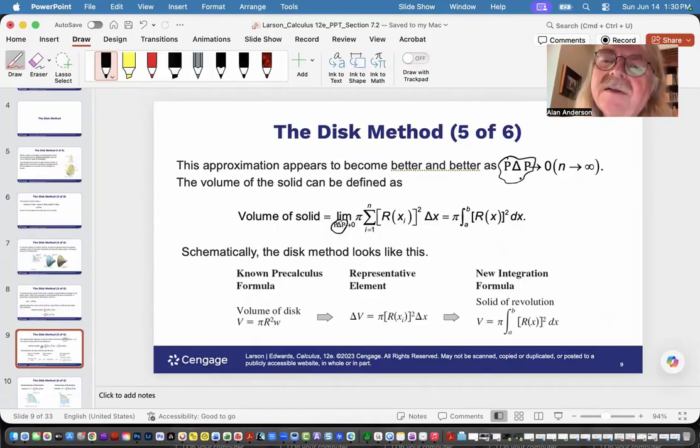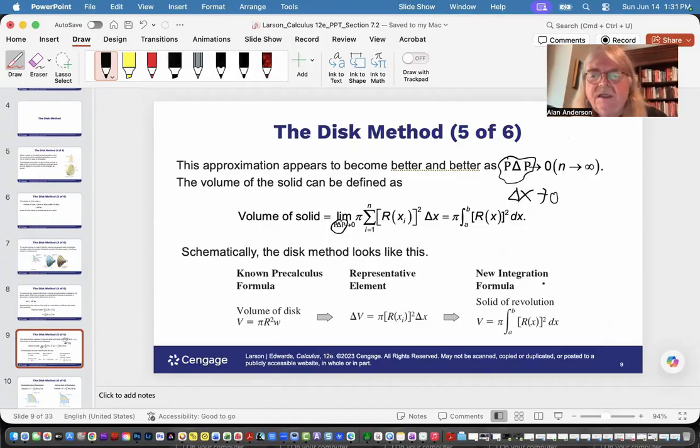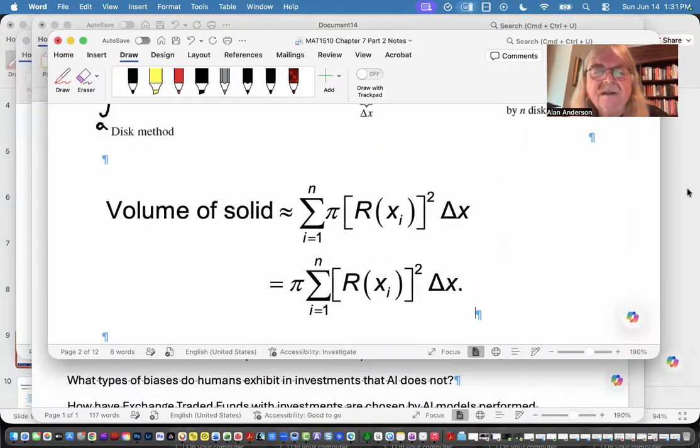Okay. But anyway, I think what they meant is delta x goes to zero. And you can see because they're telling us that n goes to infinity. So if the number of rectangles goes to infinity, then that implies a delta x that's going to zero. So finally, this is what we're after right here. V equals pi.